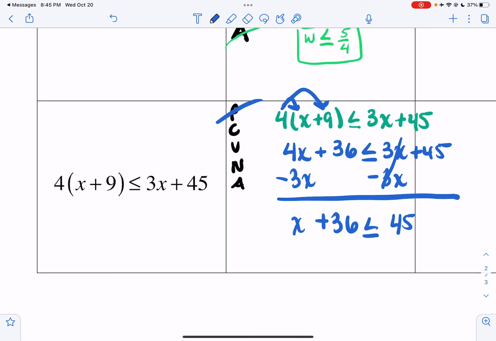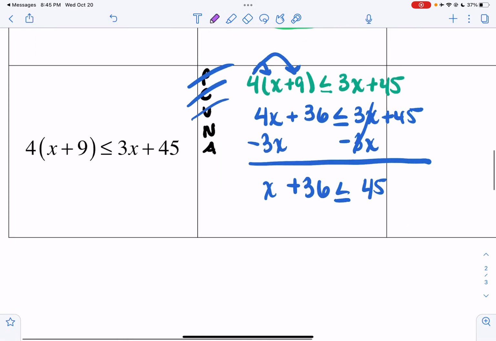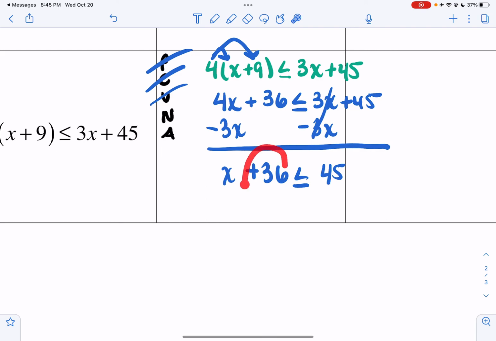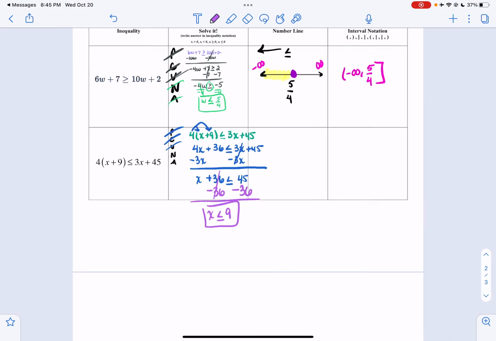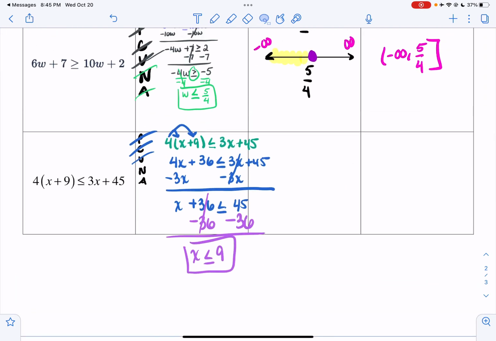I have no parentheses. I couldn't combine any like terms. Variables are on one side. Now I need to get my numbers on the other. So I'm going to subtract this 36 from both sides of my inequality. Subtract 36, and I get x is less than or equal to 9. Now the reason why I didn't flip my inequality was because I was not dividing by a negative number. So I just get x less than or equal to 9.